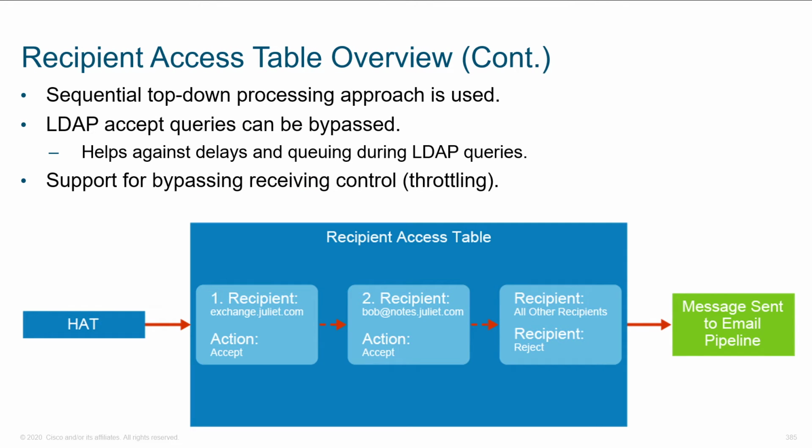The recipient access table, similar to other tables, is going to be processed from top down. LDAP accept queries can be bypassed, and what this has to do is verifying that users actually exist. So maybe somebody has got an email for Bob at notes.juliet.com, and we query an LDAP server, and we're like, hey, is Bob here? And you're like, hello, LDAP server, it's not responding. So that's all that we're saying when we talk about LDAP queries. We can query an authentication server in the back end just to make sure that somebody actually lives here. If they don't live here, we reject the connection.